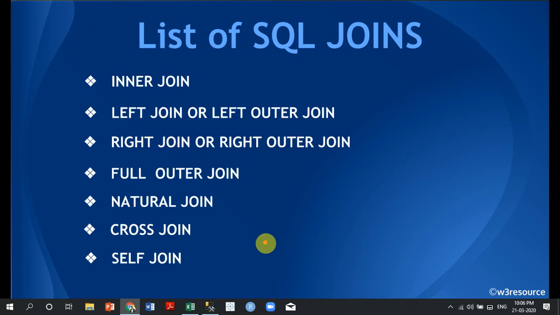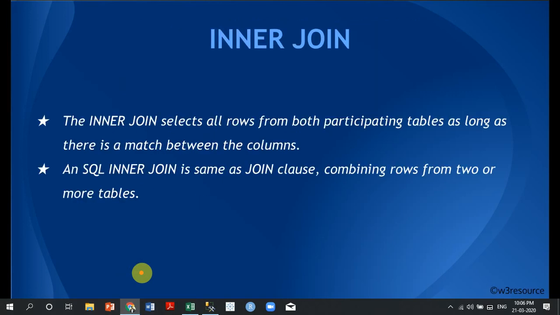So let's move ahead. As we have discussed, these are the various types of SQL joins: inner join, left join or left outer join, right join or right outer join, and full join or full outer join. Now talking about natural join and cross join. Cross join means Cartesian product. We can perform Cartesian product as well, and we'll also be learning self join. Okay, so let's move ahead with the lesson.